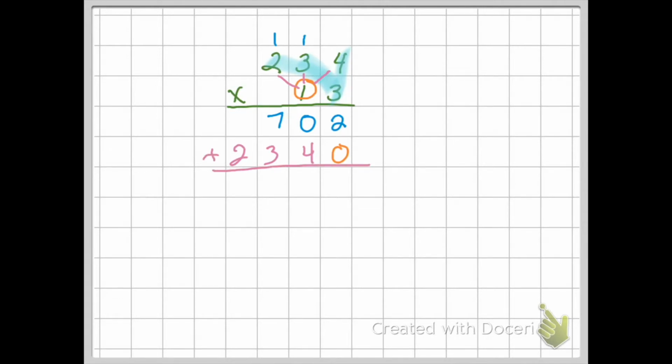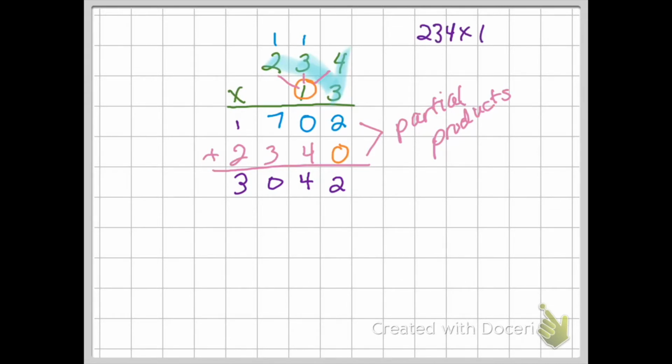Now, I hope you didn't forget, these both are partial products. Partial means that we only have half of it, so we need to add together our partial products to get one final answer. So the answer to 234 times 13 is 3,042.